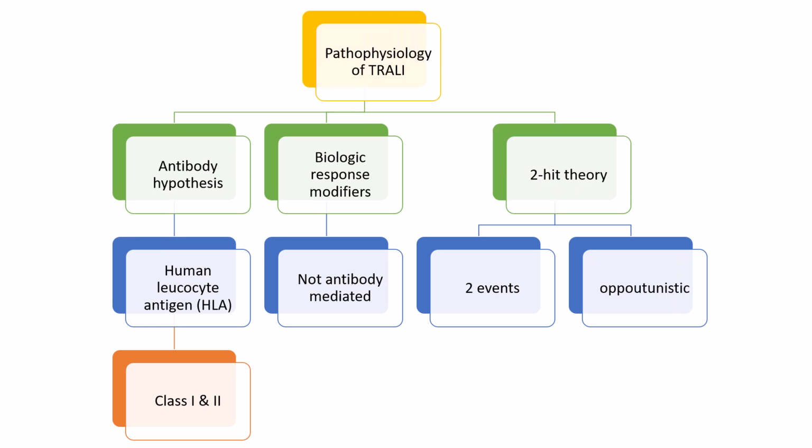Now, the pathophysiology of TRALI. Basically, it occurs because of three mechanisms. Number one is the antibody hypothesis. This occurs because of the presence of HLA antibodies, and HLA, as you know, can be class 1 or class 2. Both are involved in this hypothesis. The second mechanism is the biologic response modifier. These are not antibody mediated. And the last mechanism is the two-hit theory. So there are two events, and one is an opportunistic event.